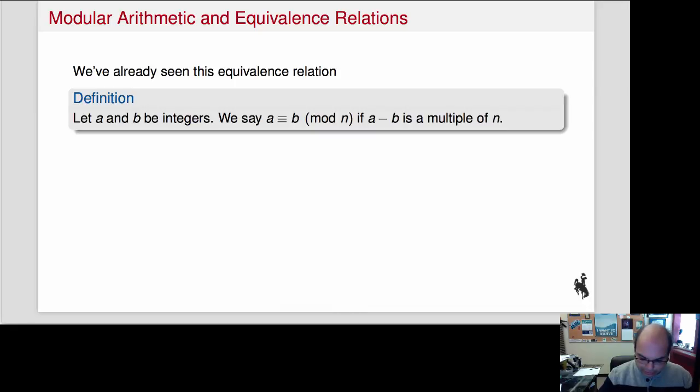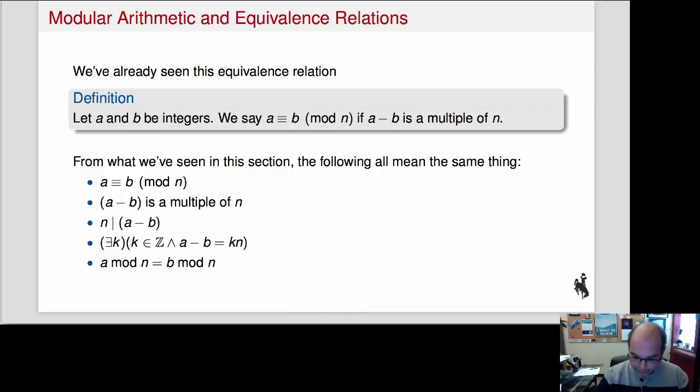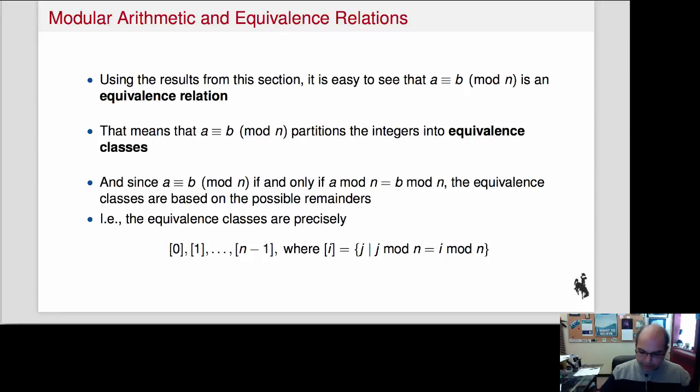So here are a few equivalences, I guess, okay? Here's what we know. We've seen in this section that if A minus B is a multiple of n, that means that A is equal to B mod n, right? We proved that. That also means that n divides A minus B, okay? And what that means is that there exists a k, which is an integer, such that A minus B is equal to k times n. And that also means that A mod n is equal to B mod n, right? All of these are the same, all right?